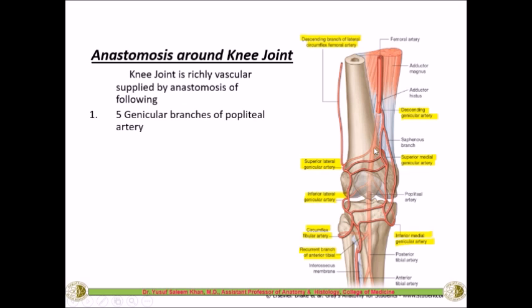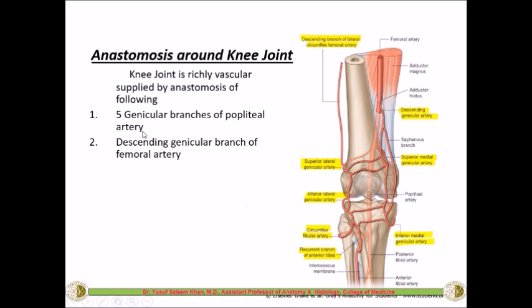These are the branches coming directly from the popliteal artery. So this is the popliteal artery. If you can see here, this is the femoral artery coming from the femoral triangle into the adductor canal, and then it pierces the adductor magnus muscle. This is called the adductor hiatus, through which the femoral artery from the adductor canal passes into the popliteal fossa. So this is the popliteal artery, and these are the 5 genicular branches. Genu means knee, so genicular branches are those supplying the knee joint.